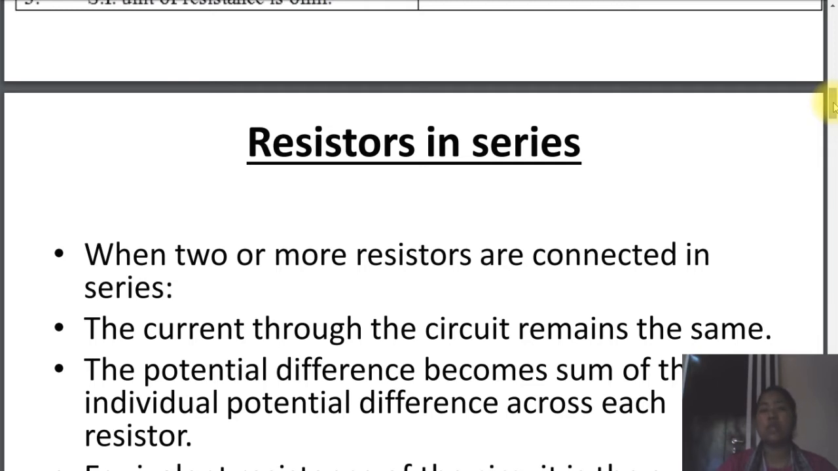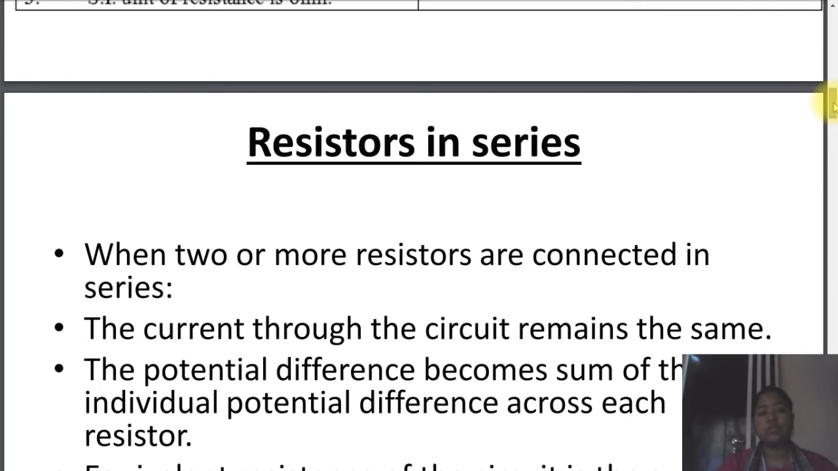Here we have two types of combination. One is the series combination and the other one is the parallel combination. Very first we will talk about when we have two or more resistors in our electrical circuit, then how we will arrange those resistors in the series combination.